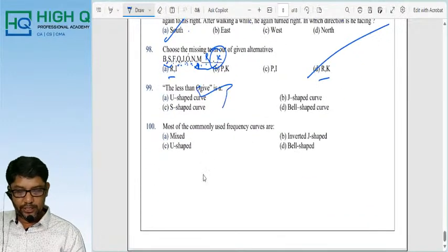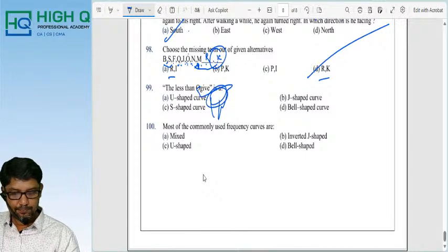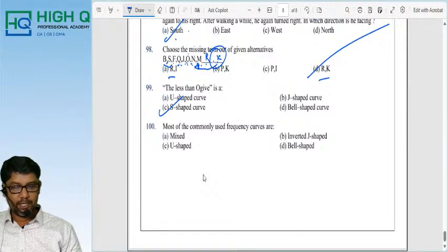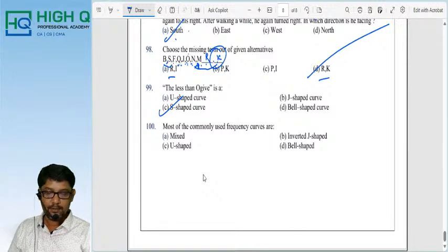The less than ogive is always on which shape, my dear? See, cumulative frequency curve is always S-shaped. Most commonly used frequency curves are bell-shaped.